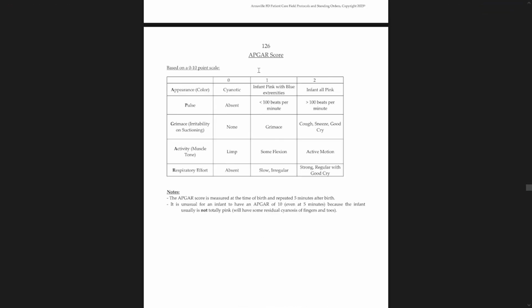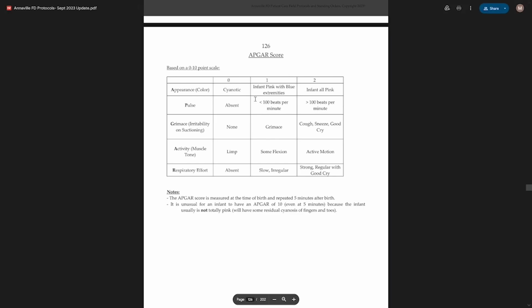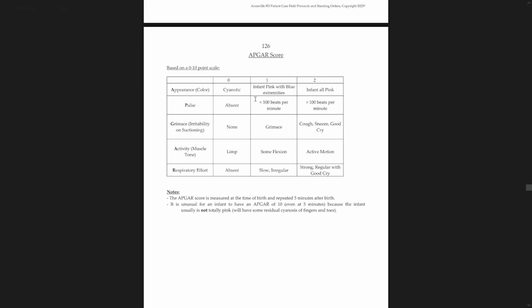For the APGAR score, it's based on a scale of 0 to 10. So you have appearance, which is color; pulse; grimace, which is irritability on suctioning; activity, which is their muscular tone; and respiratory effort. You can go from 0 to 2 on each. We're not going to go over it, but if you need to, you can always YouTube it and learn more about it.